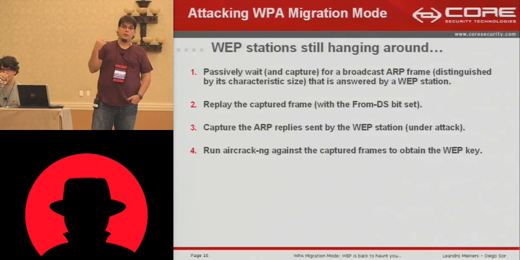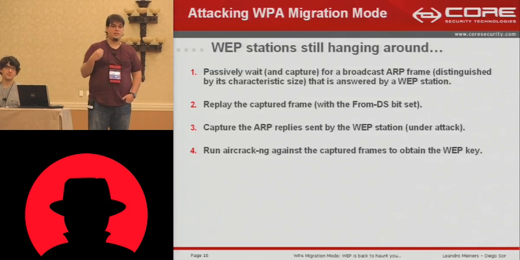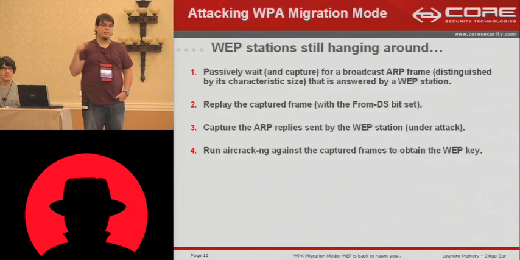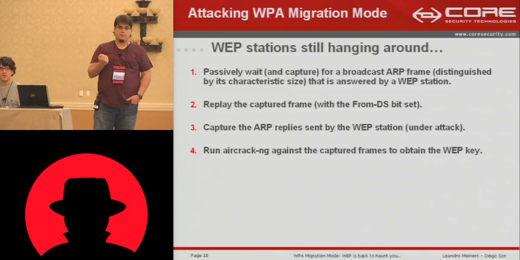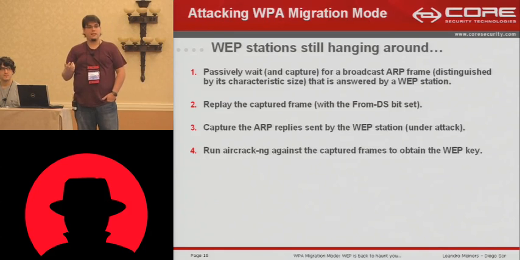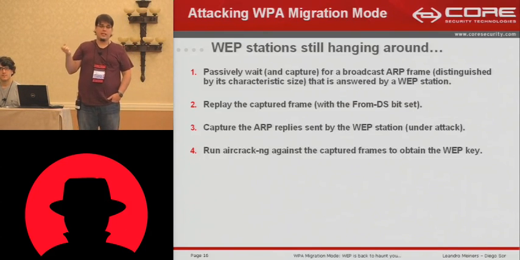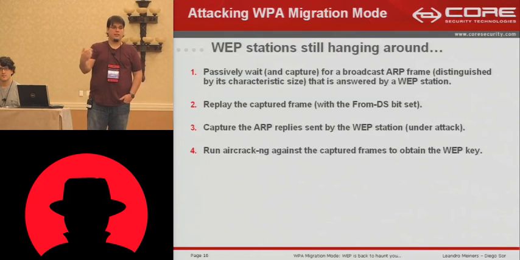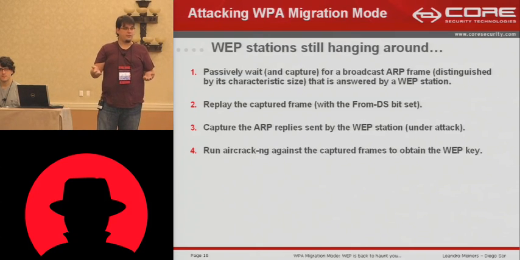So basically we wait to see that type of frame, and we wait to see a frame that is answered by a WEP station. And we can see this by doing a little bit of traffic analysis and seeing when the station replies. So we capture that frame, and since WEP has no replay protection, we re-inject the same frame, sending it directly to the station. That's why we have to set the From-DS bit, which means that the packet was coming from the AP. So the station would see the packet and say, okay, somebody's sending me a frame, it would decrypt it, and since it's a valid frame, it would be an ARP frame that we captured.